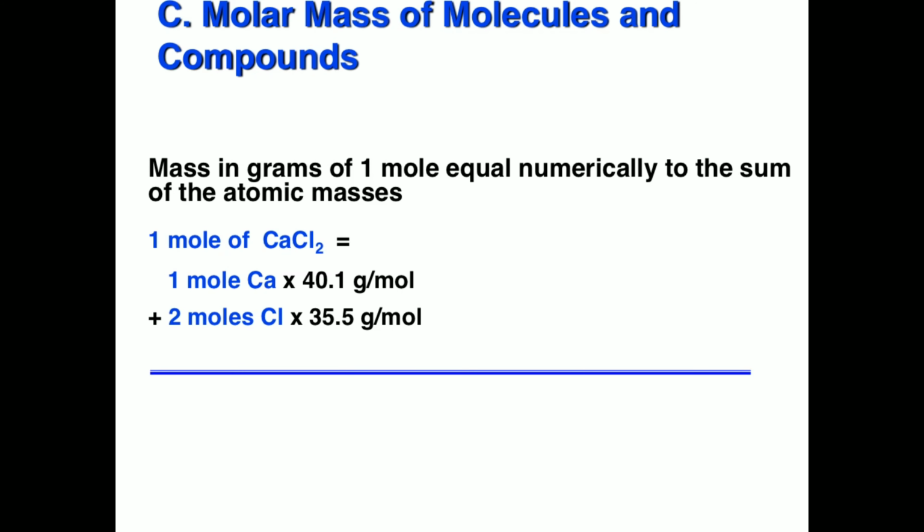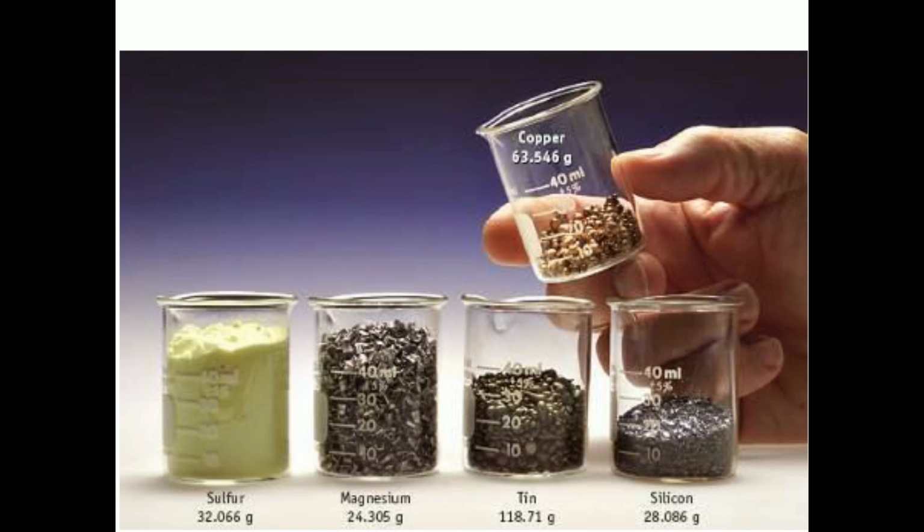In this next example, you're asked to find the mass of a mole of calcium chloride. To find the mass of a compound, simply multiply the mass of each element by the number of times the element appears in the compound. So you can see here that when we carry out this mathematical operation, we get a gram formula mass of 111.1. Here is a diagram of 1 mole of very different elements from the periodic table.